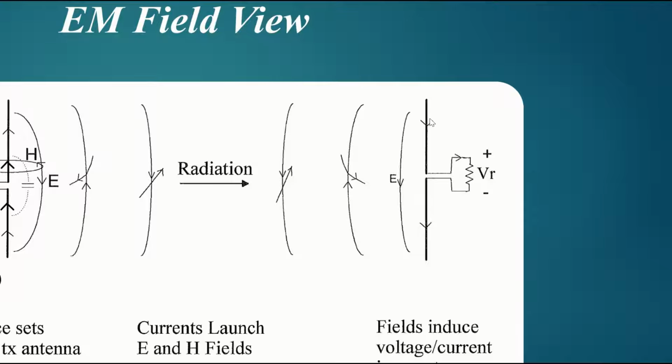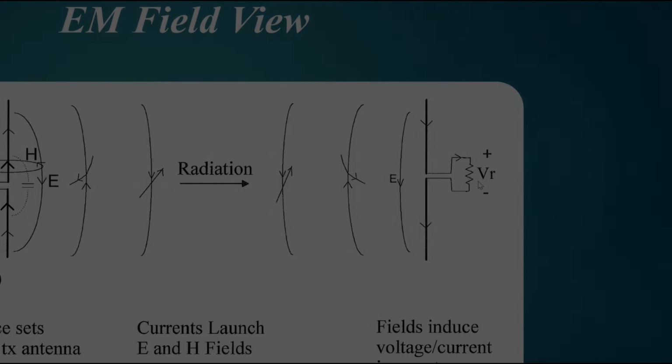But the electric field pushes and pulls on the electrons in the metal wires here, causing current to flow through. This represents the input impedance of the receiver, some resistance, and that develops a voltage across it. So it is that voltage that then needs to be amplified.